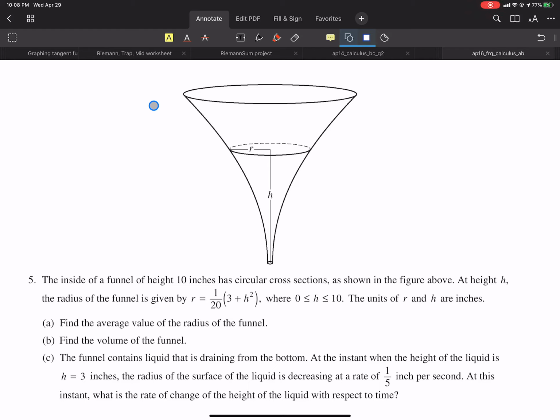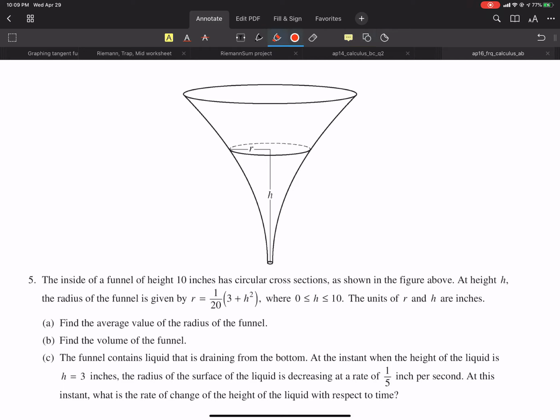All right, this is the problem that nobody liked in 2016. It confused them, they thought it was weird, and they did a lot of weird things. This is 2016, Calculus A, B, and BC, and this is question number 5. So I'll explain to you some of the issues that students had.